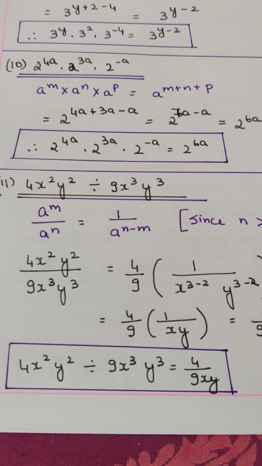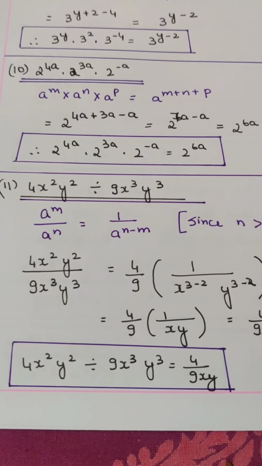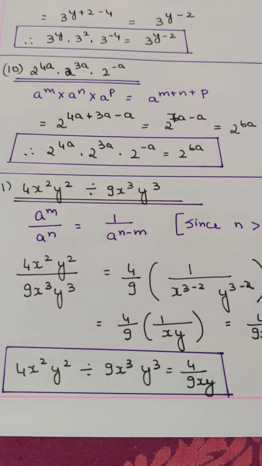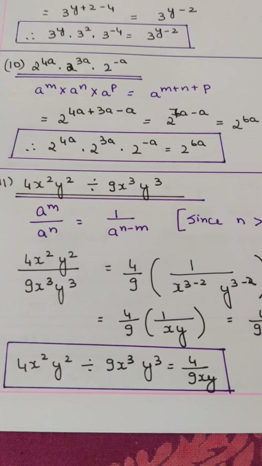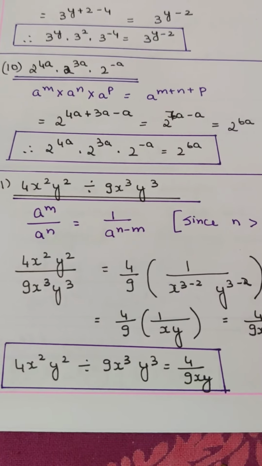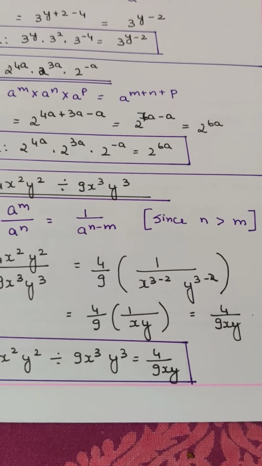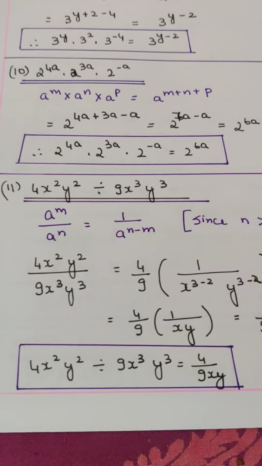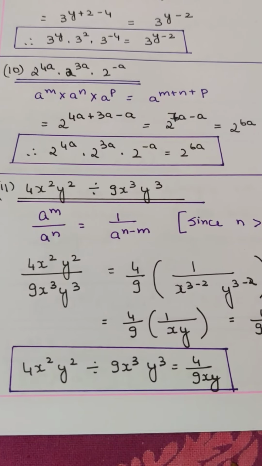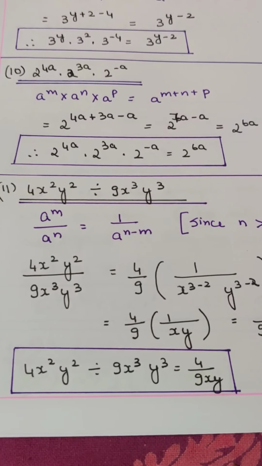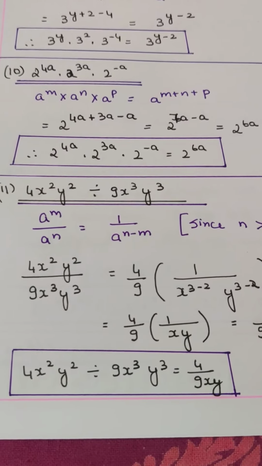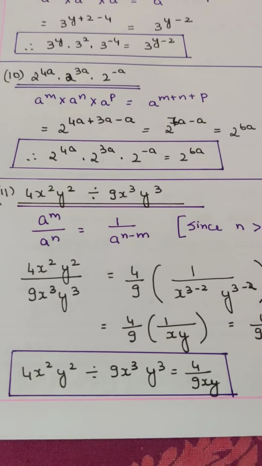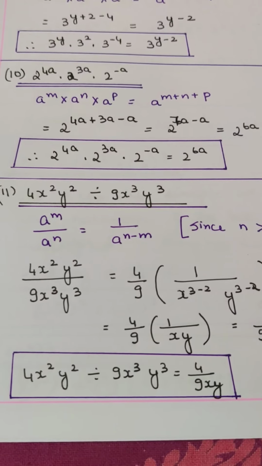Yes. So it becomes 4 by 9 into 1 by x into 1 by y. The reason why we have got it to the denominator is in the question they have asked you to keep positive index and not the negative index. Therefore, the answer becomes 4 by 9xy. So is it clear? 4x square y square divided by 9x cube y cube is equal to 4 by 9xy. Pausing for a few seconds.